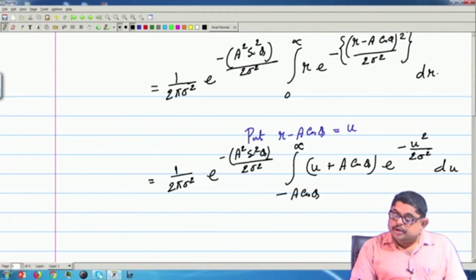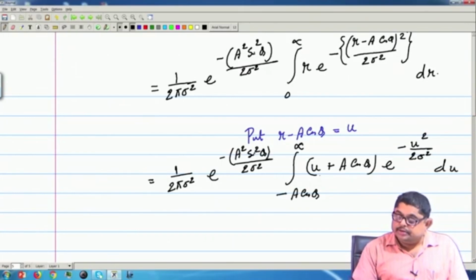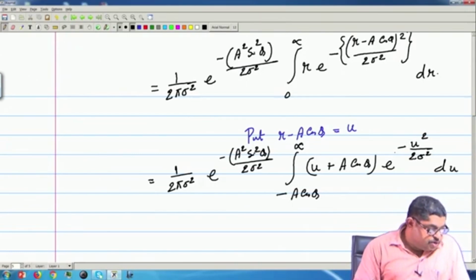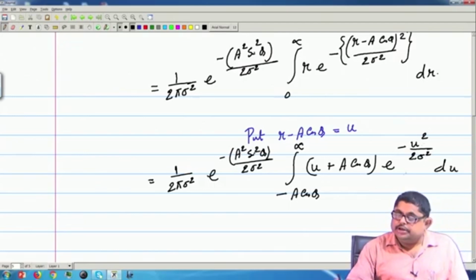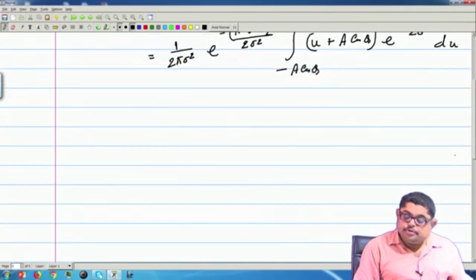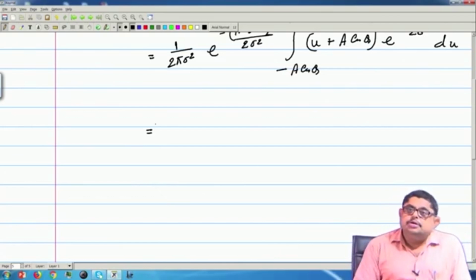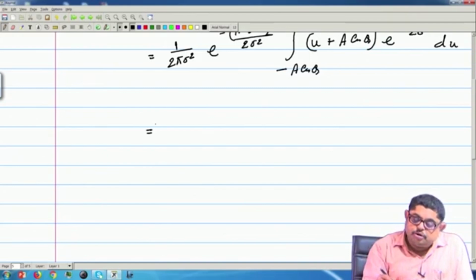So, there are two integrations. This first integration is obvious, many times in deriving the Rayleigh case we have done this, and this also is easier because a cos theta is a constant. The second one is basically the integration of a Gaussian function, which can be expressed in terms of the Q function. The steps you will get in many standard books. In my digital communication book also I have given the whole derivation, you can refer to that.